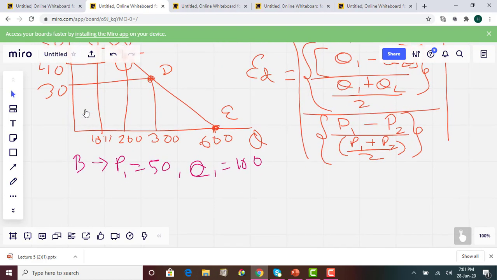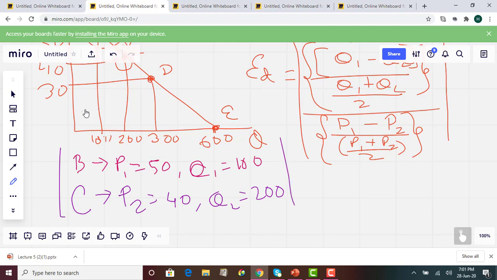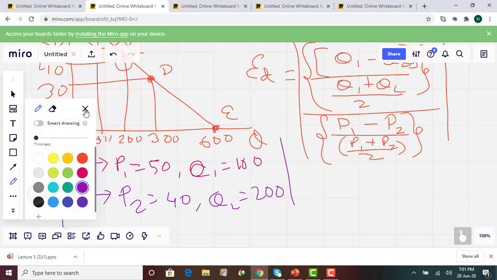Okay, then what about C? C is P2, which equals 40, and Q2 equals 200. Okay, now we know P1 and P2, we know Q1 and Q2, so let us calculate the elasticity of demand using the formula.